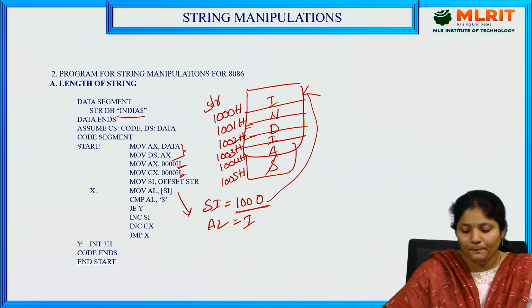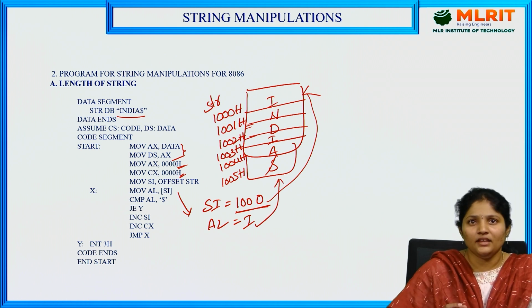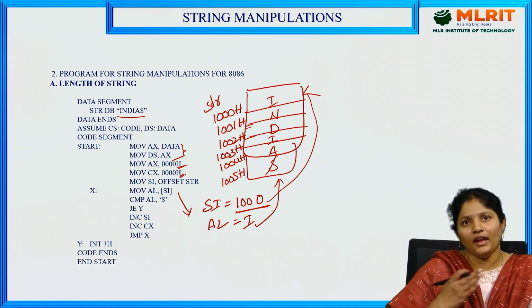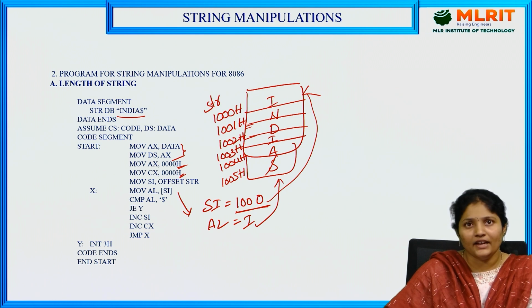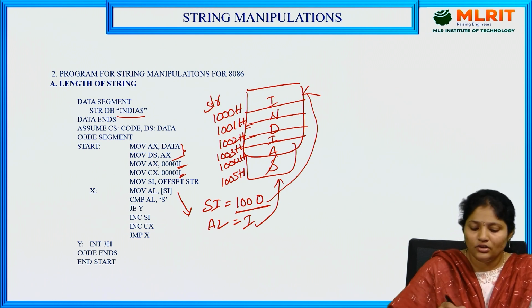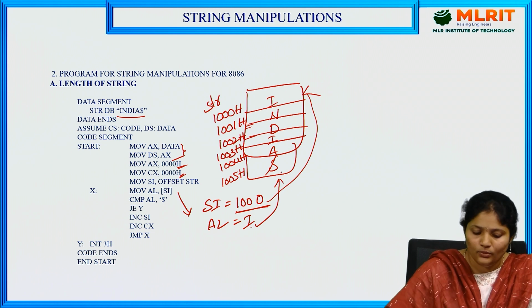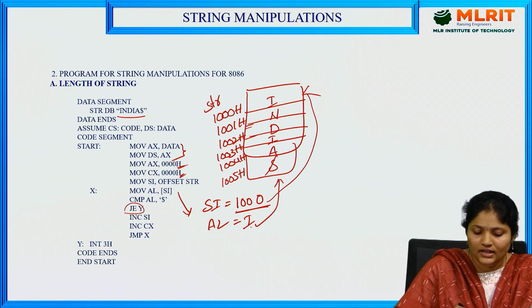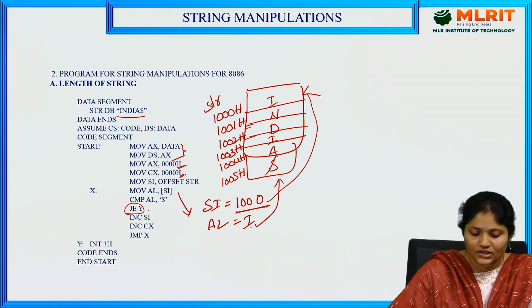So it will compare I with the dollar symbol. Why? Dollar is nothing but the end of the string, so you can count the characters present in the string until the end. So we compare with dollar. If it is not equal, no, I is not equal. What is the condition here? Jump if equal. I is not equal to dollar, so this condition will never get satisfied and it will move to the next instruction.